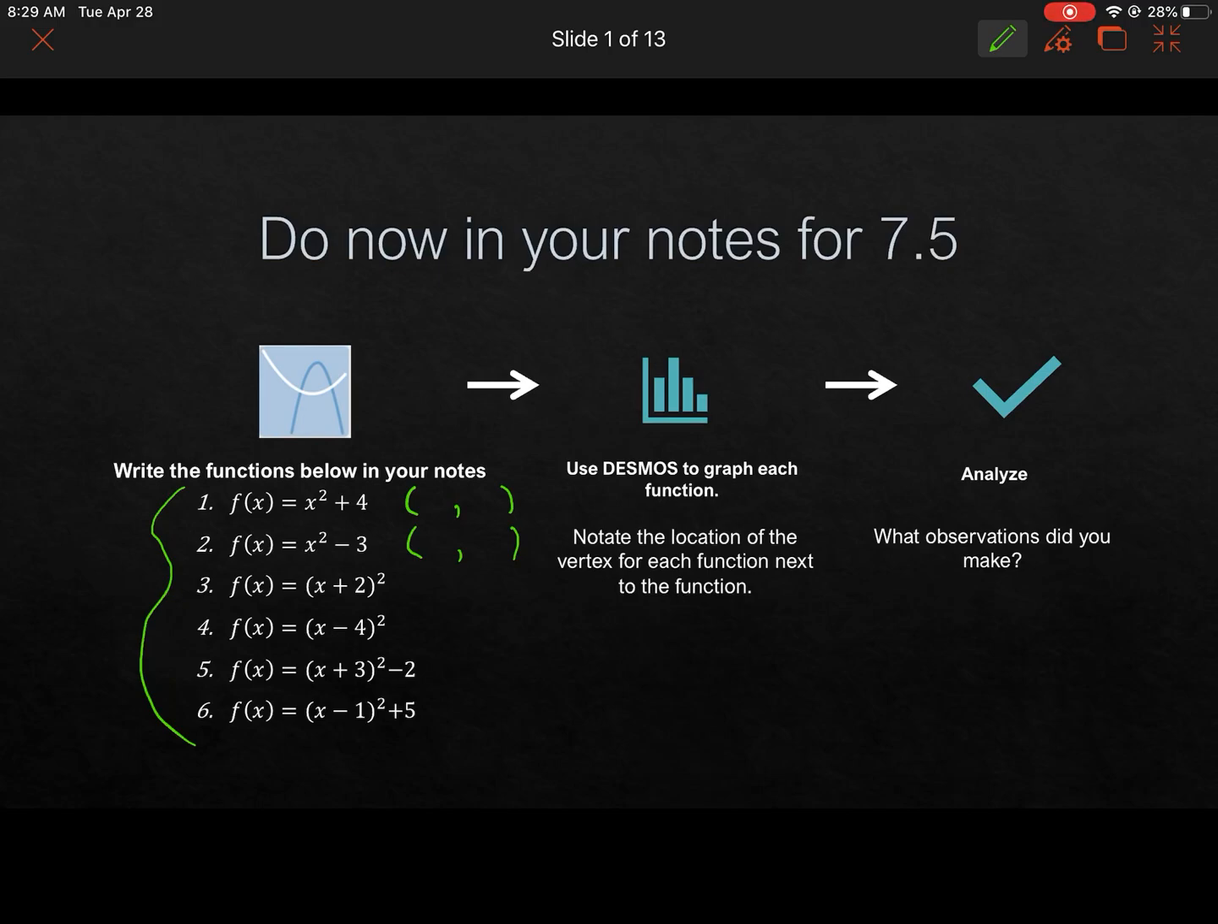Okay, so if you graphed these correctly, you should end up having a vertex of 0, 4 for number 1, 0, negative 3 for number 2, negative 2, 0 for this one. Number 4 should have ended up being 4, comma 0. And let's see, this one would be negative 3, negative 2. And then finally, 1, comma 5.